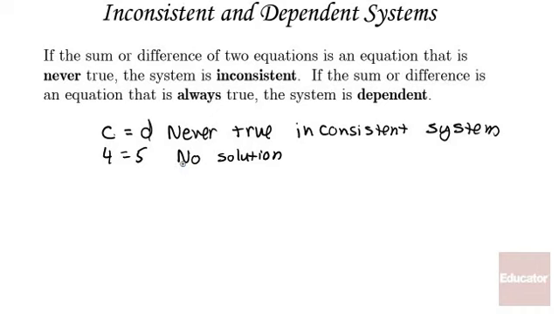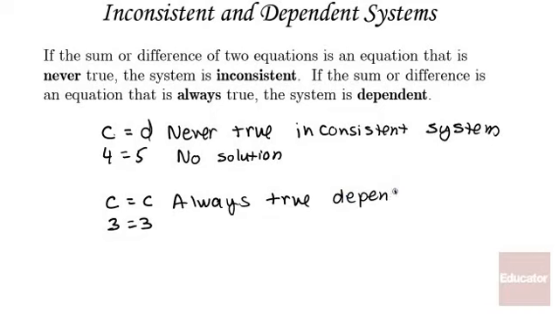The other possibility is that you could have a system that is dependent or always true. In that case, you're going along, you're doing elimination, you're doing substitution, and then you see that you end up with variables dropping out and a constant that equals the same constant. For example, 3 equals 3. Well, that is always true. So if you end up with an equation, the sum or difference of the two equations in the system, that is always true, this system is dependent and it has an infinite number of solutions.